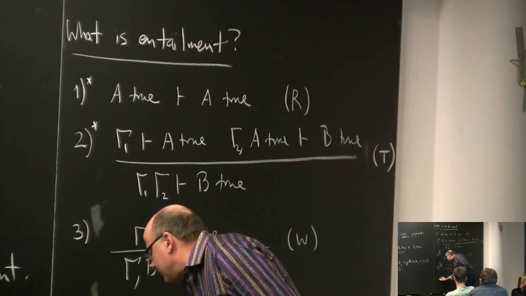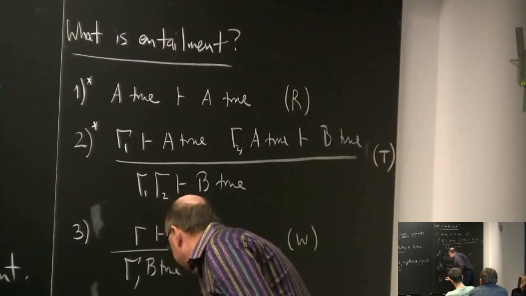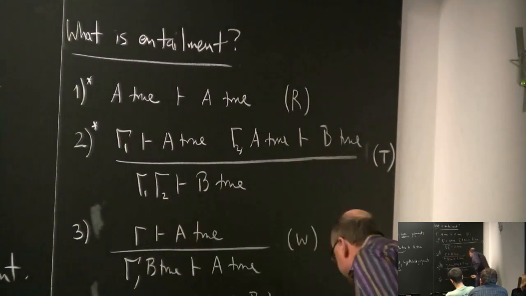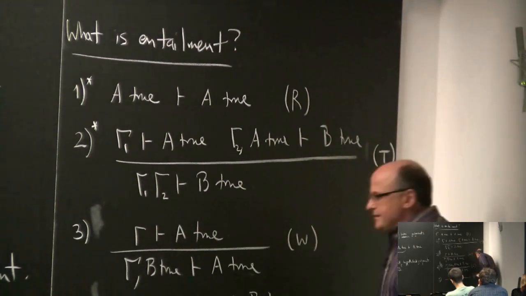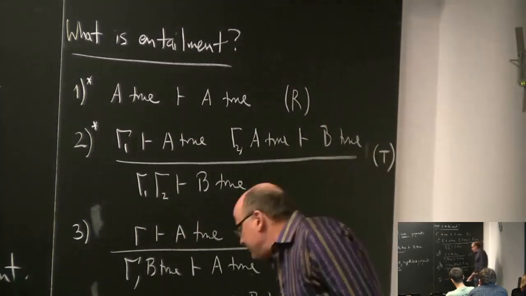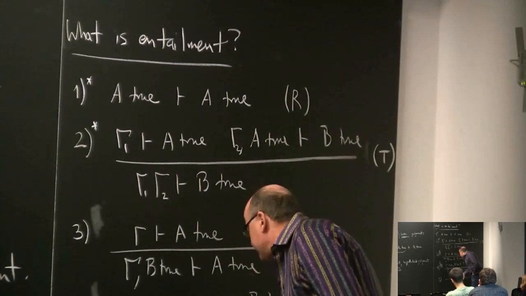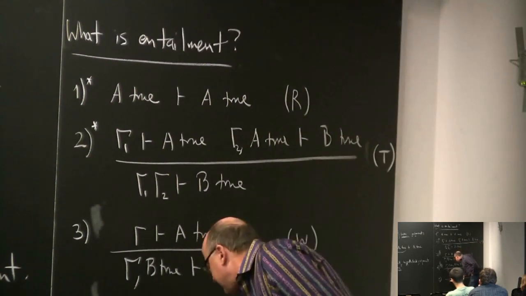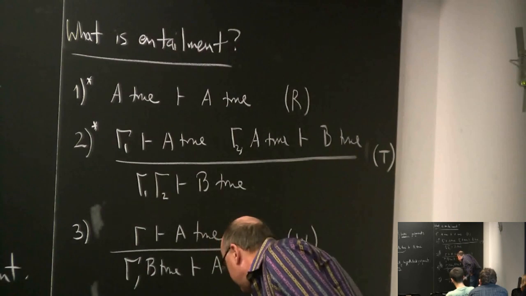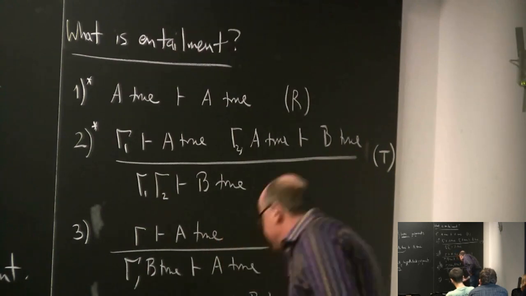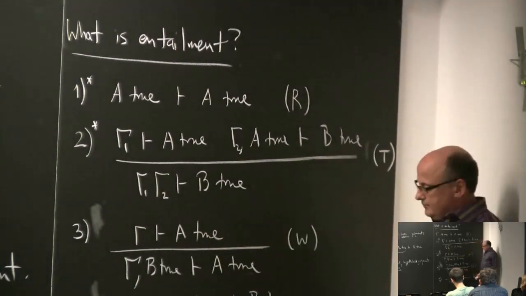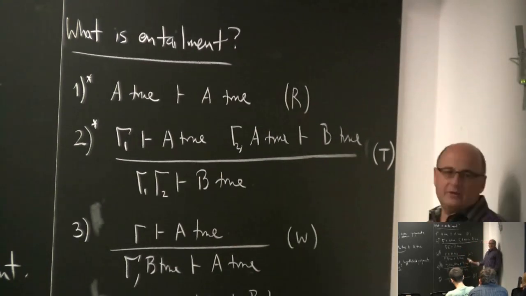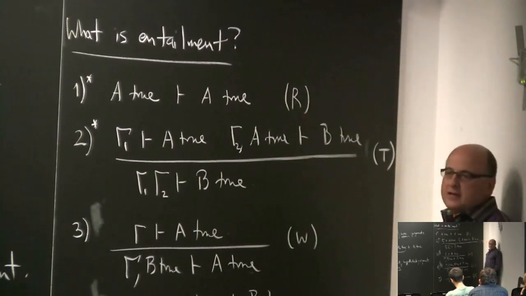And then the last one is very awkward to write down notationally. It's called exchange, which says that the order doesn't matter. So let me cheat a little bit because it's such a pain to write down. Let's just write pi dot gamma here as a true, where what I mean is pi is any permutation. So I can permute the order of the assumptions.